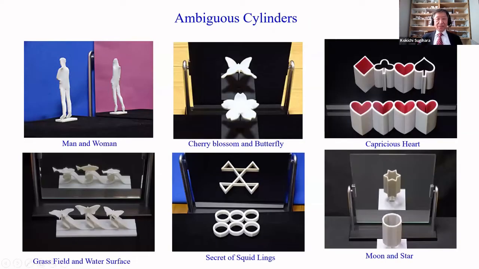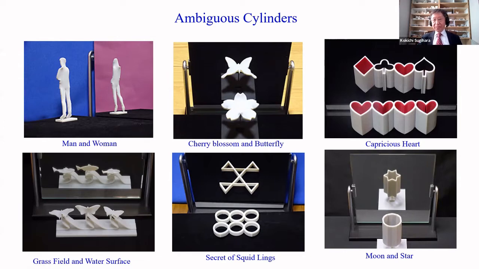And using this method, we can construct similar objects like that. Because they have two different appearances, we call them ambiguous objects. And especially we have cylindrical objects, so we call them ambiguous cylinders. The construction is the following. Suppose, for example, we give 2D shapes, a heart and a diamond, and make equations and solve them.